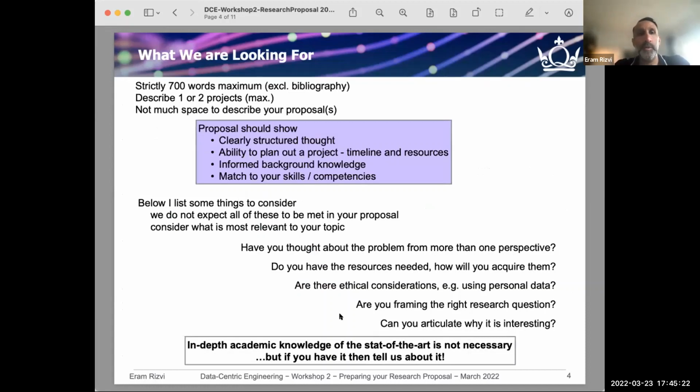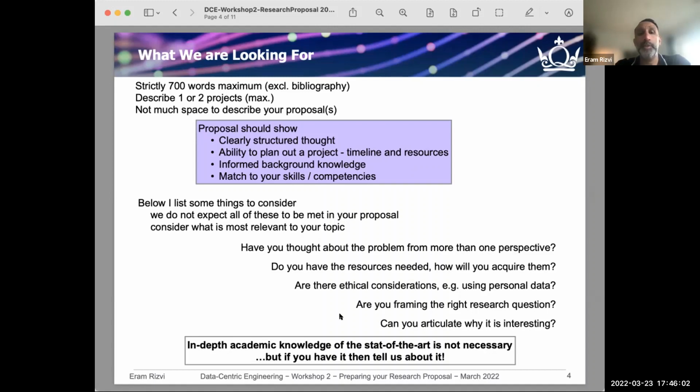Now, let me come on to what the proposal should look like. So as I said, it's strictly 700 words maximum, excluding the bibliography. But in that, we want you to describe at least one and no more than 2 projects. So the engineering doctorate allows you to work on up to 4 research projects, but for this proposal, we'd like you to focus on 1 or possibly 2 research proposals. And again, that's because of the word limit. We want you to focus on 1 or 2 things and do that really well. So there's not much space for your proposal.